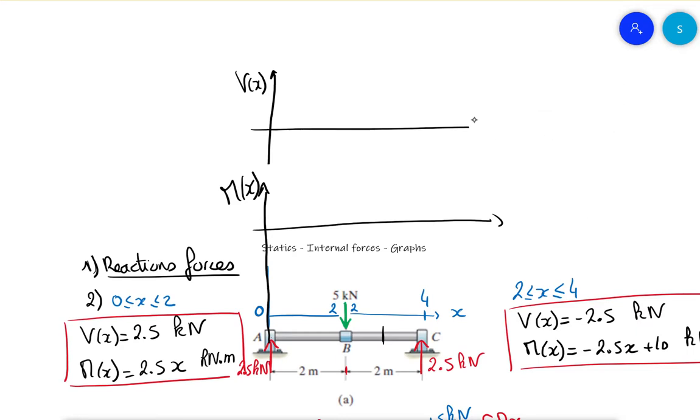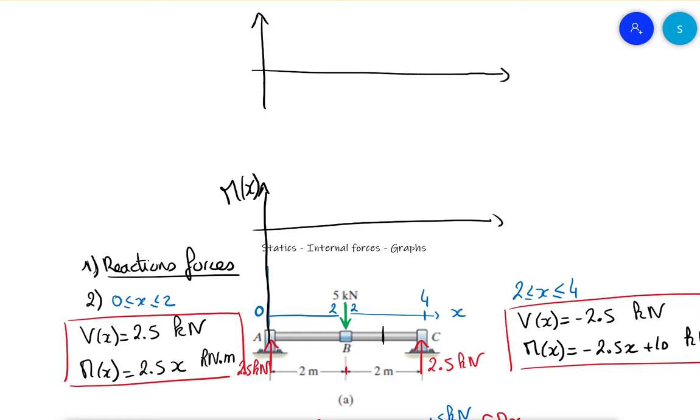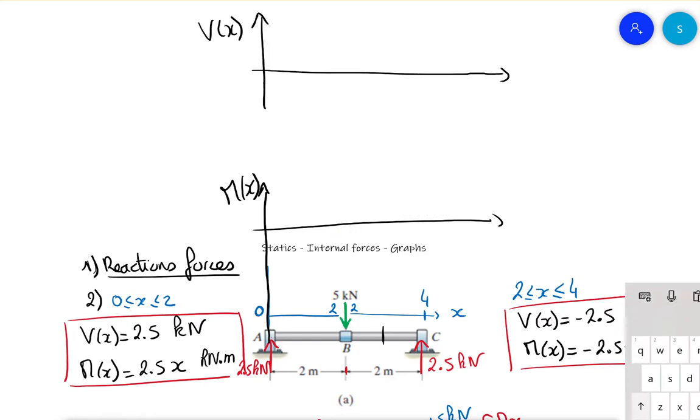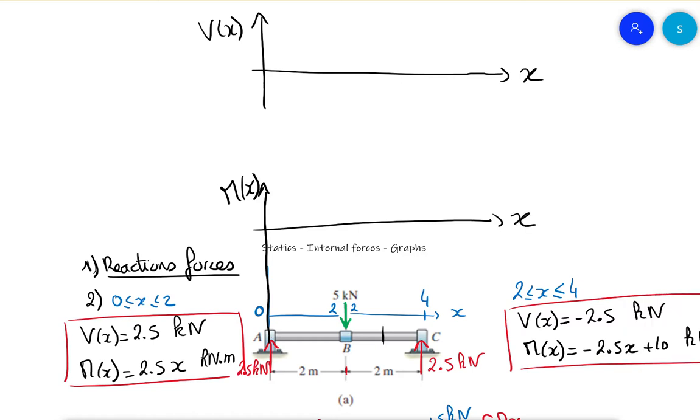Here we go. Let me put this one a little bit like this. You will see why. So that's my V of x, and this is my axis x, and my axis x. Okay, so we need to do a function from 0 to 2 and another function from 2 to 4.